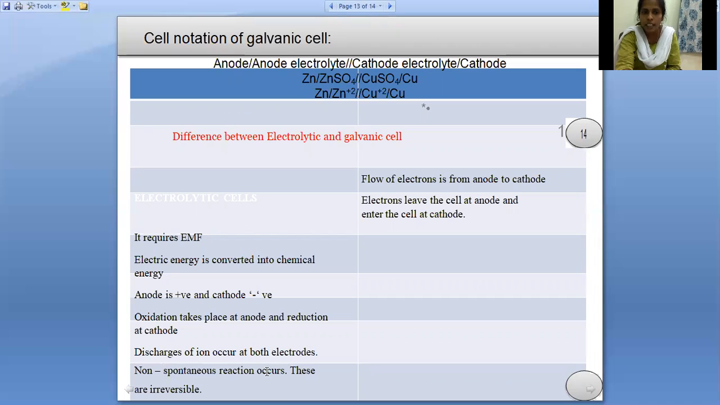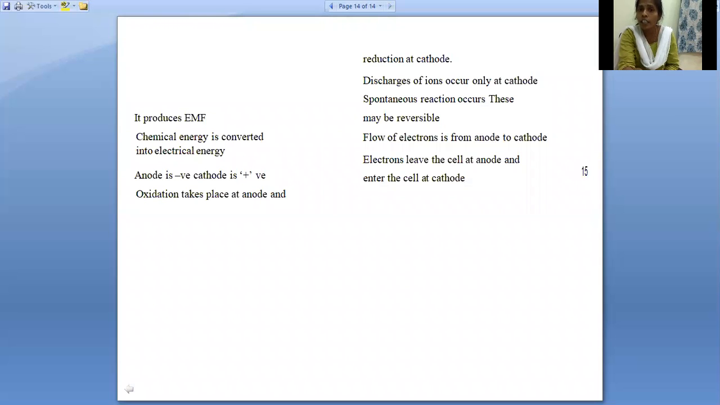In the electrolytic cell, non-spontaneous reactions occur. These are irreversible. An artificial process is not reversible, so those are irreversible processes. Non-spontaneous is nothing but the artificial process. But here the process is spontaneous, and it may be reversible.